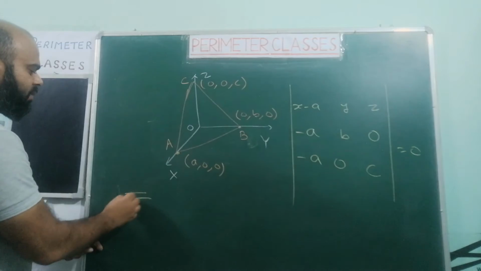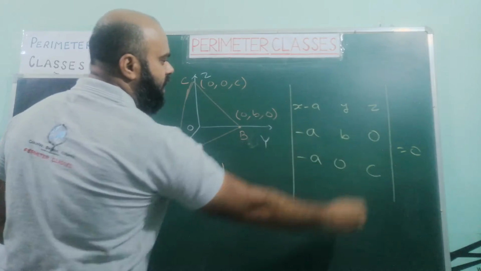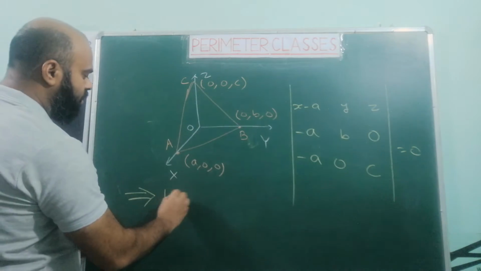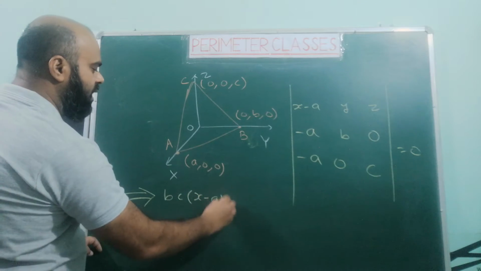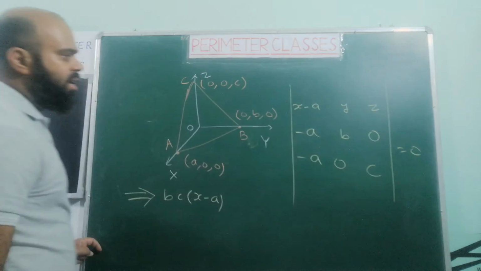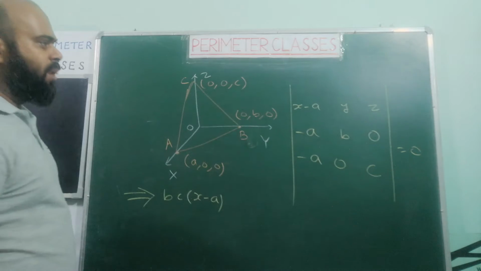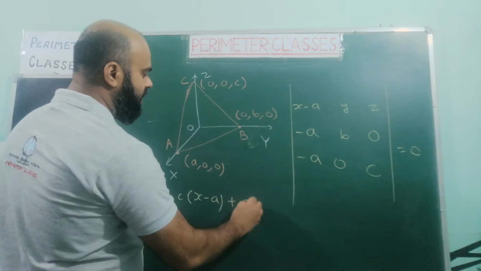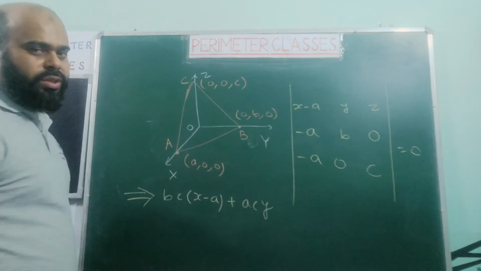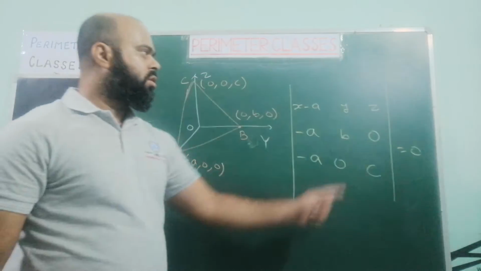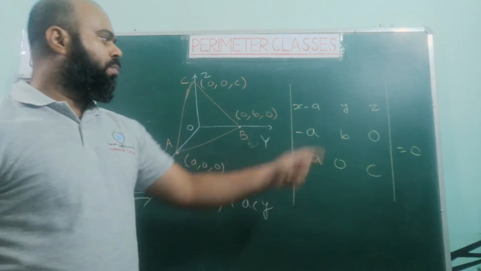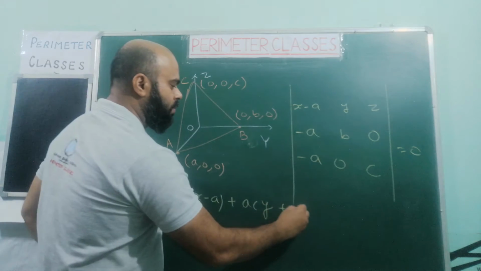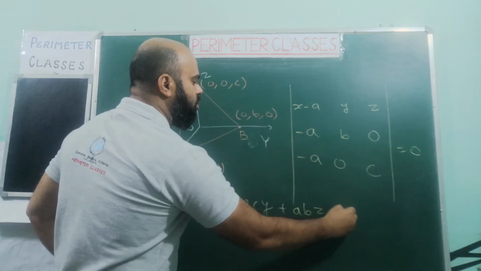When we simplify, x minus a is multiplied with bc. So bc into x minus a we have. This is minus y, and we are getting minus ac minus 0, so plus acy. We know the expansion of the determinant, of course. Z, this is 0 plus ab. So abz is equal to 0.